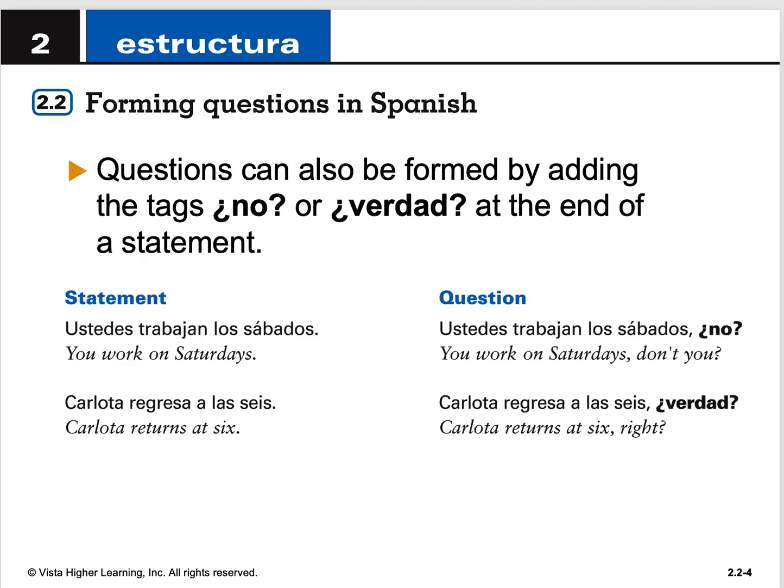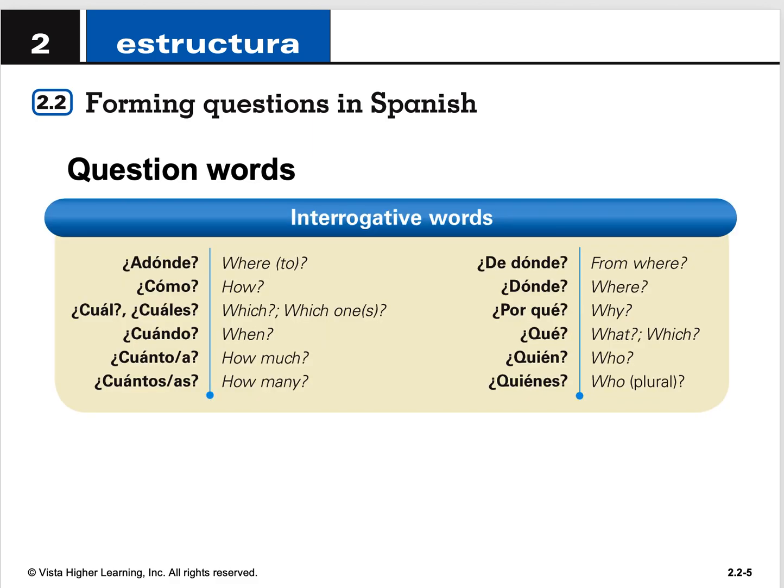Questions can also be formed by adding a tag at the end, like no or verdad, which indicates right. So I would be saying, you don't like that, right? You don't eat eggs, right? That's the idea there. It's a little bit more of an informal way of forming a question.